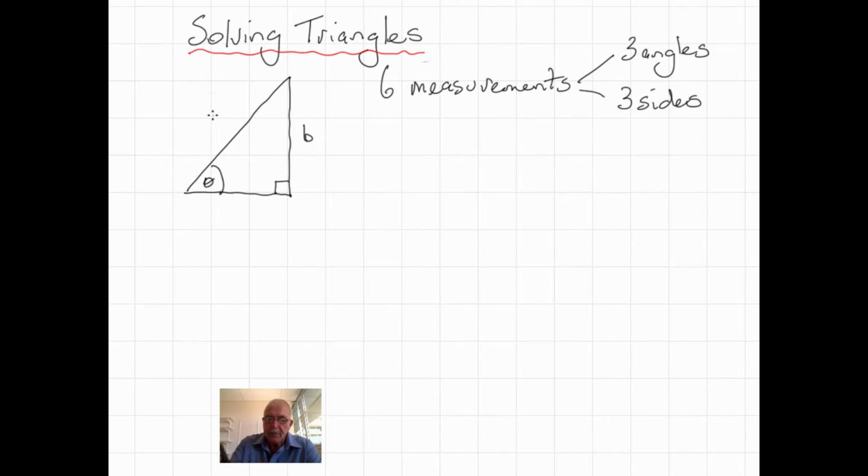So here, for instance, if we call that H and we call that A, given that we know B and we know theta, we know sine of theta is opposite over hypotenuse, so that'll be B over H. And if we know what B is, we can then work out H. Now, we want to make H the subject, and the quick way to do that is just to swap those two around. H equals B over sine theta.